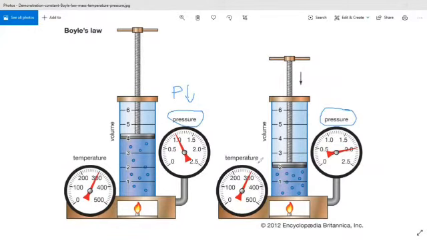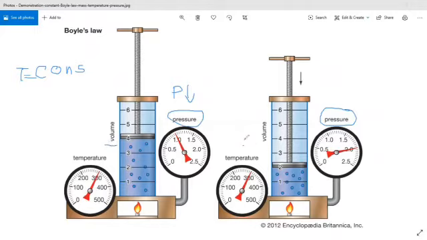Let's compare the temperature here and the temperature here. The temperature here is 300. Yes, and here it is 302. So the temperature here is constant. Temperature here is constant. So let's compare volume.